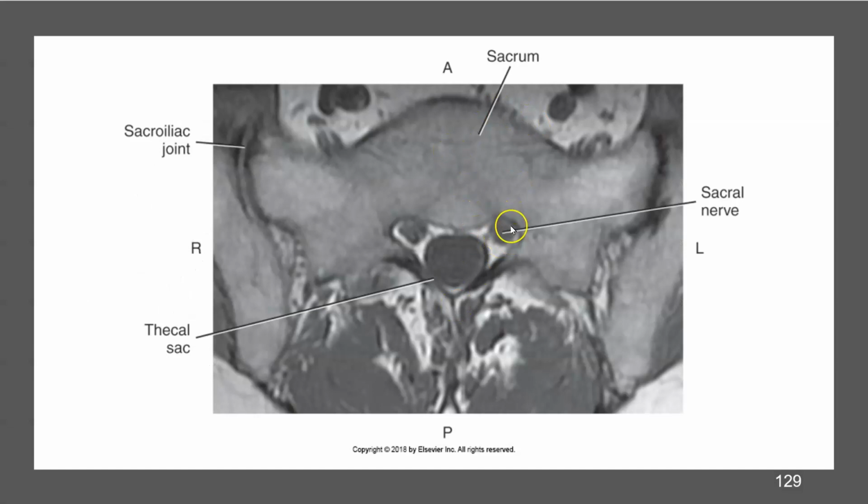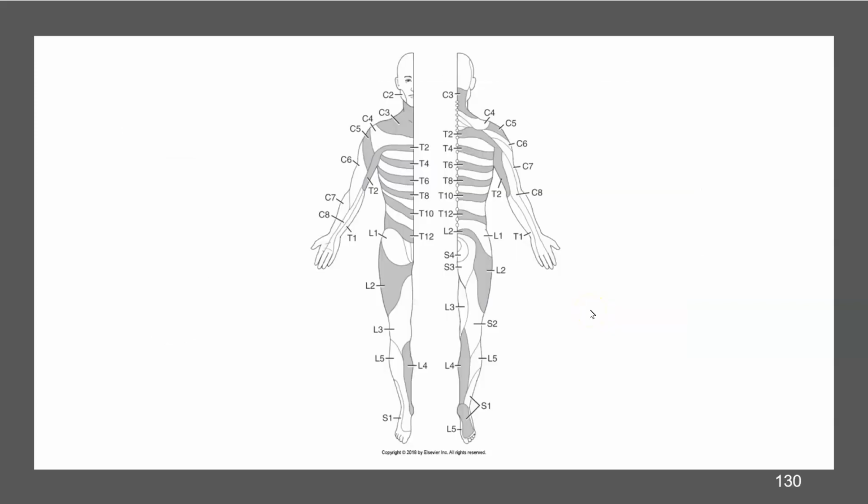Here's your sacrum, your sacral nerve, your thecal sac. Here's a little bit of epidural fat back there. Here's your SI joints on either side. Okay, so this is just giving you an idea where the nerves are going to be associated with pain in patients.